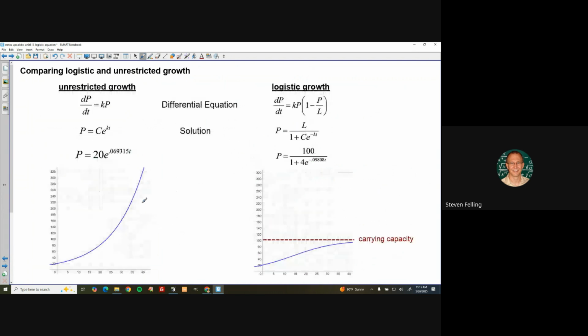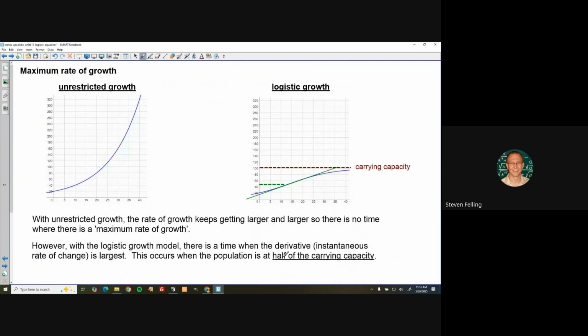Just to bring the point home, here is the unrestricted growth. Here's the carrying capacity limiting this, so the curve is going up and down. So that's the logistic growth model and how it works if you're just working with the equation. Now, there's a couple other things to know.